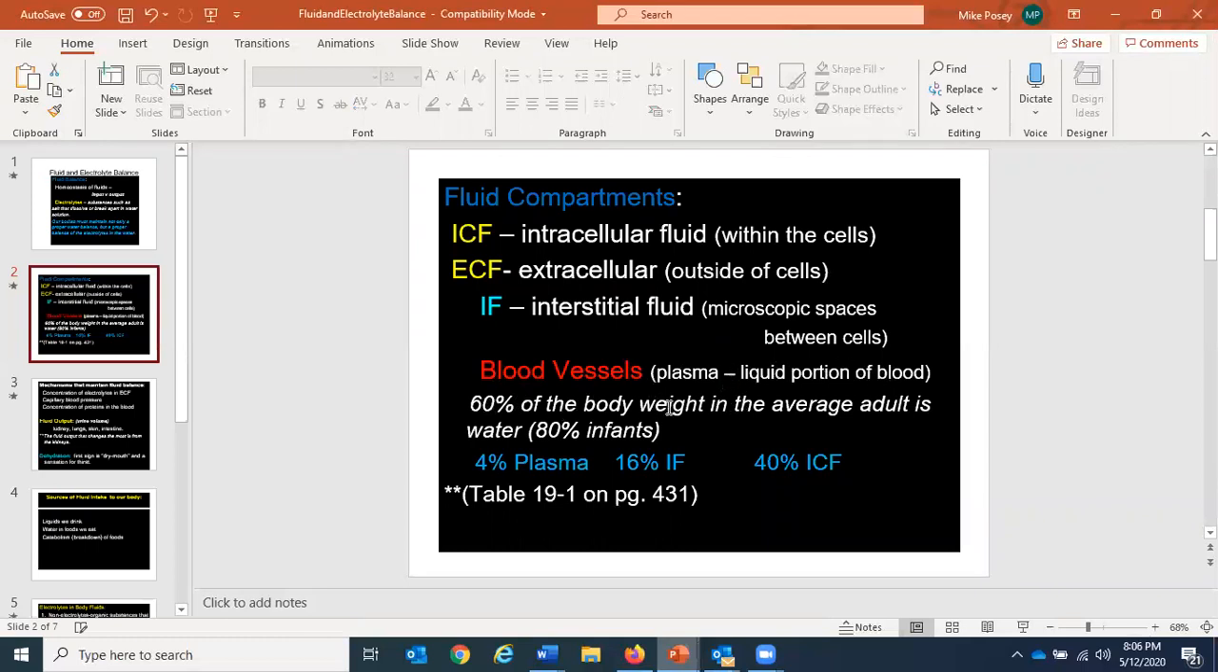About 60% of the body weight in the average adult is water, about 80% in infants. The breakdown of these fluid compartments would be 4% plasma, 16% IF. Those two together make up the ECF, and then 40% is the ICF. So about 60% of this is what we call extracellular. Okay, so there's table 19.1 on page 431. You can look at that a little more in depth.